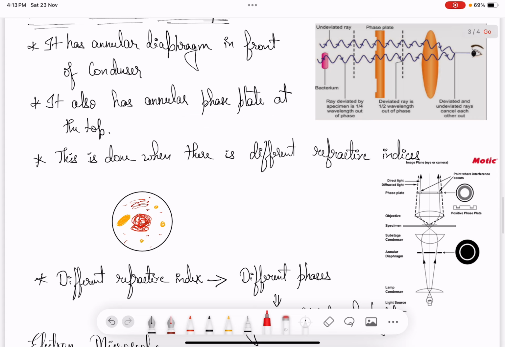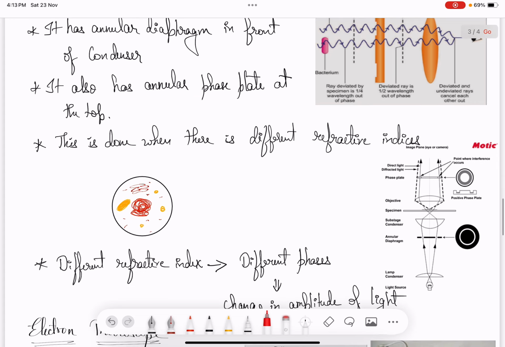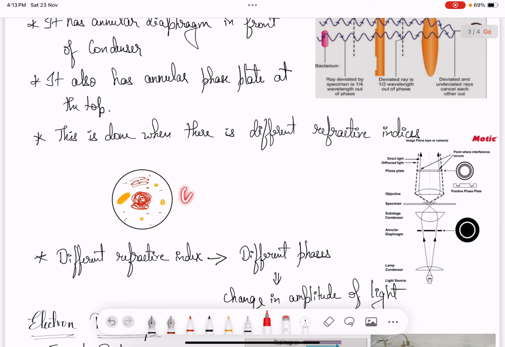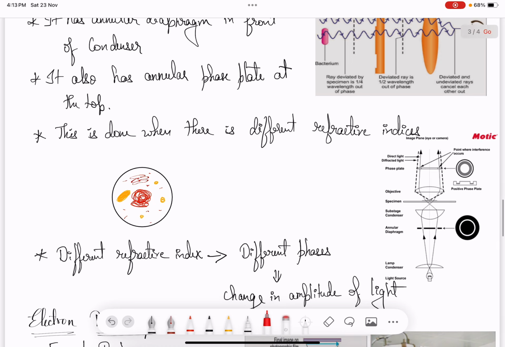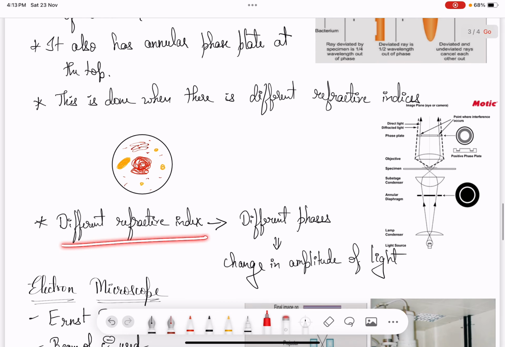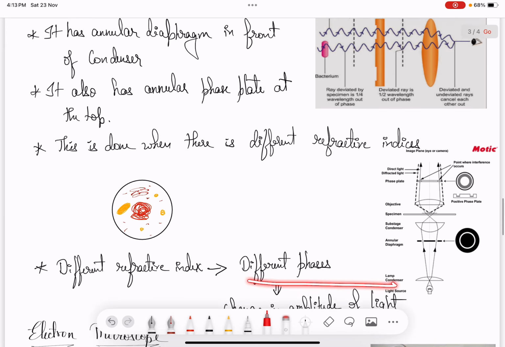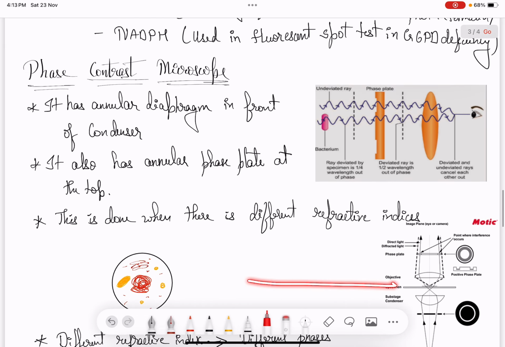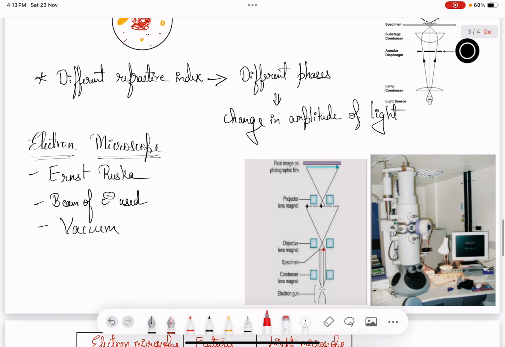So this is done when there is a different refractive index. Now consider the cell has a nucleus, mitochondria, endoplasmic reticulum, ribosomes, and all other structures. All the structures will have different refractive indices. So different refractive indices have different phases. So there is a change in the amplitude of light, and so you can see the image. That is how the phase contrast microscope works.